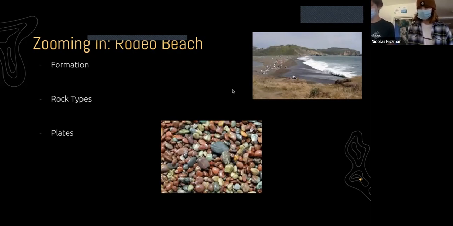Rodeo Beach was formed by a convergent plate boundary, where the Farallon Plate was pushed under, or subducted underneath, the North American Plate, and this process formed igneous, sedimentary, and metamorphic rocks.